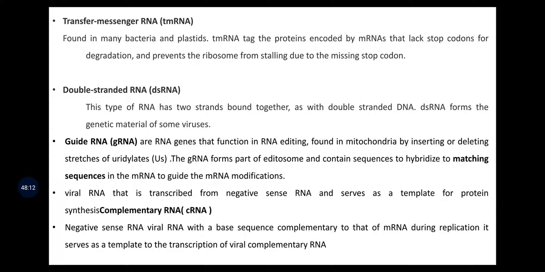Viral RNA that is transcribed from negative sense RNA and serves as a template for protein synthesis is complementary RNA, or cRNA. Here, negative sense RNA, viral RNA with a base sequence complementary to that of mRNA, during replication serves as a template for the transcription of viral complementary RNA.